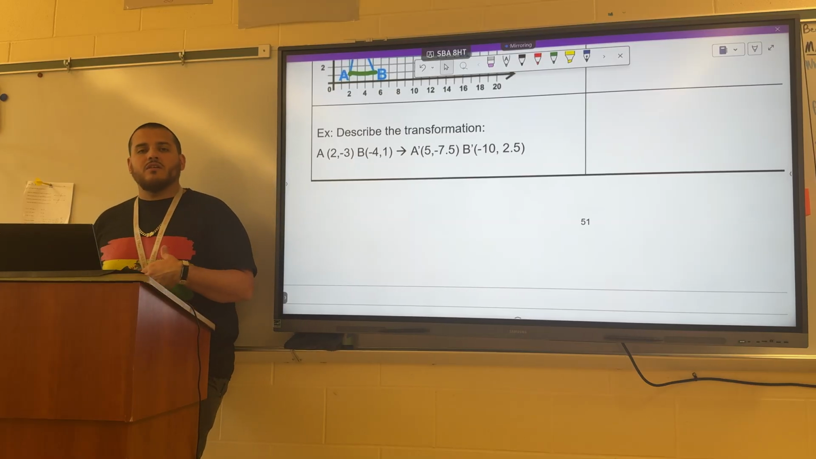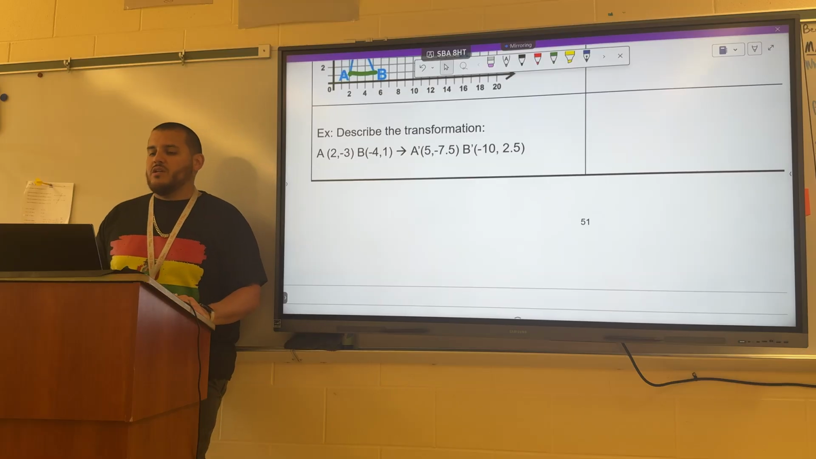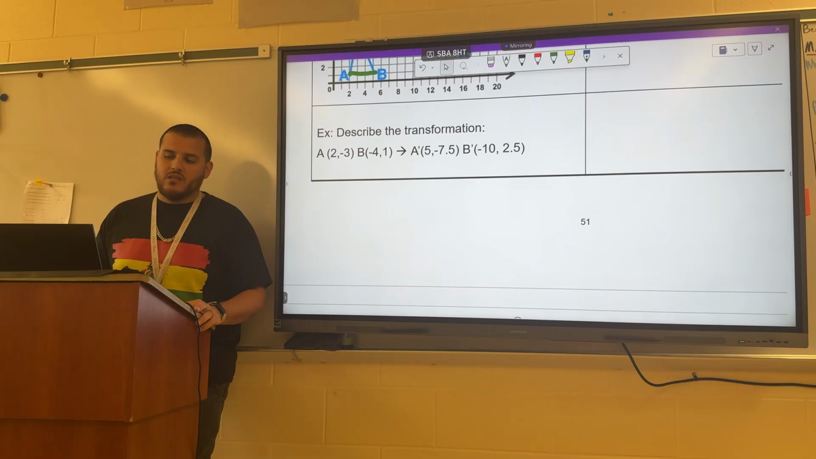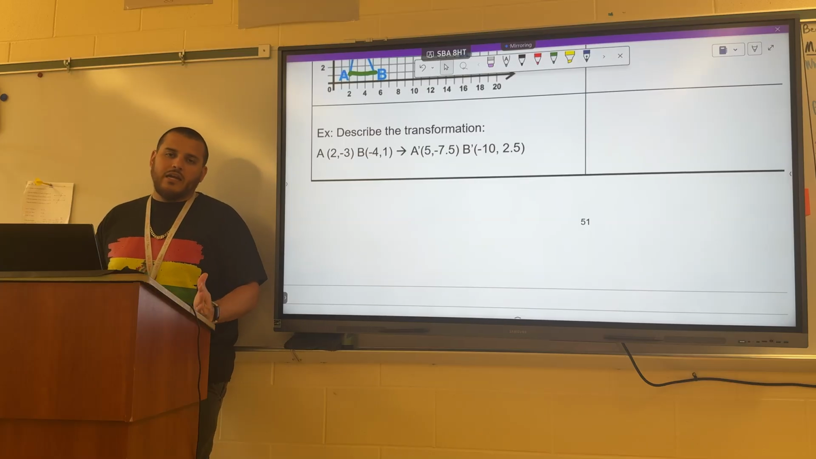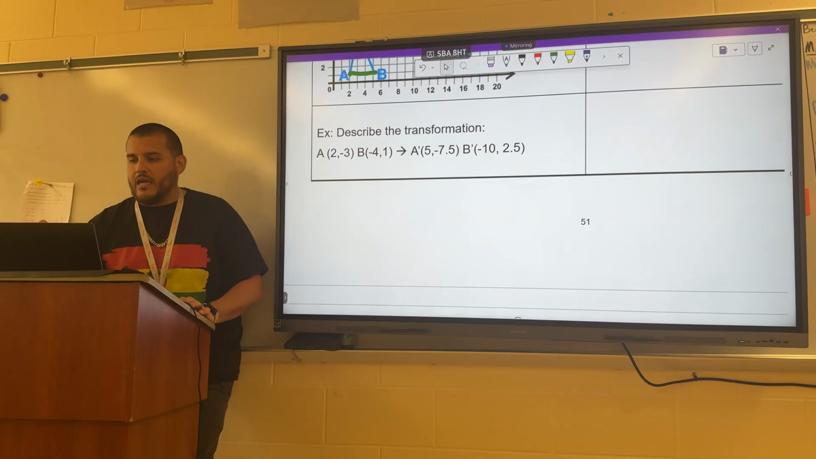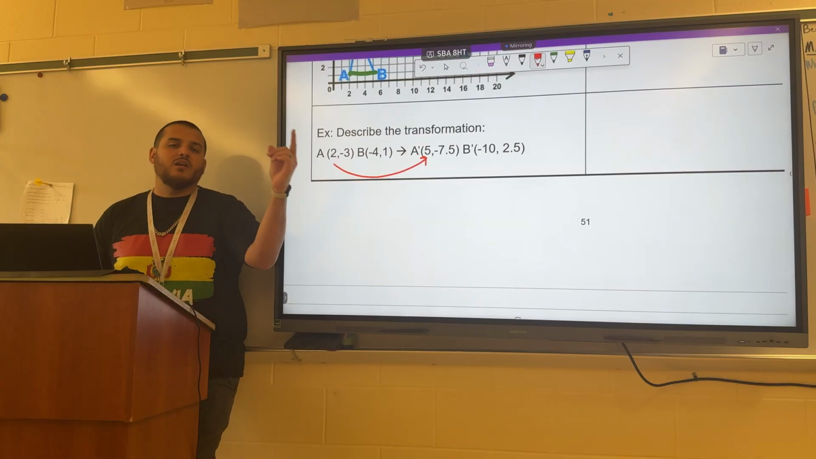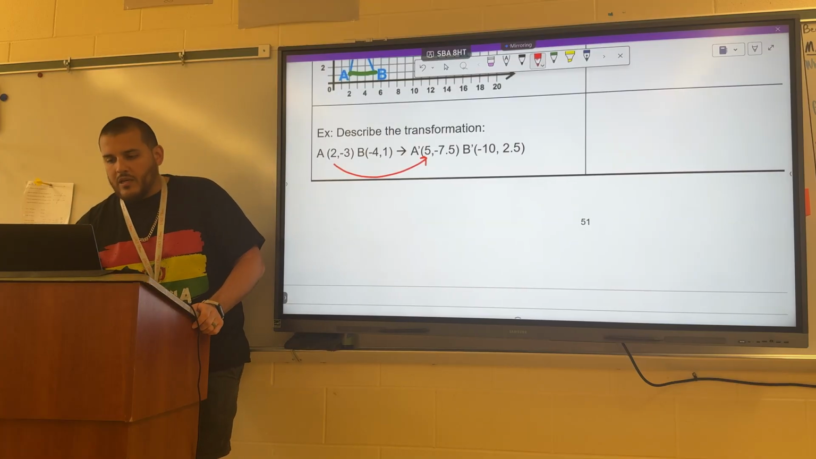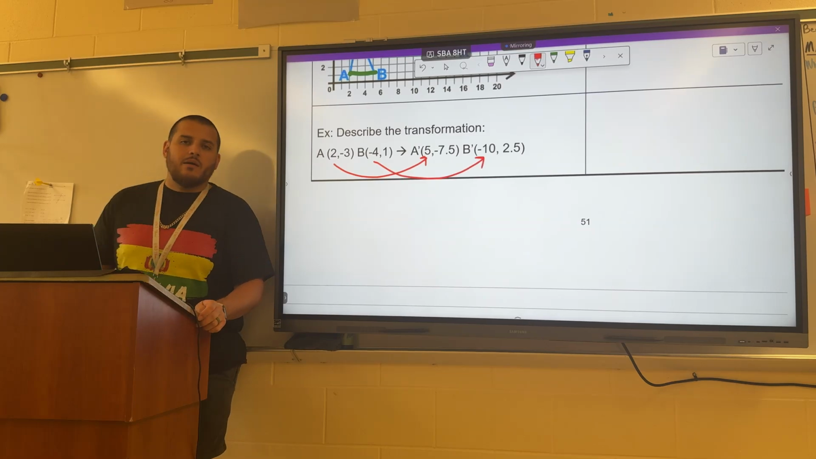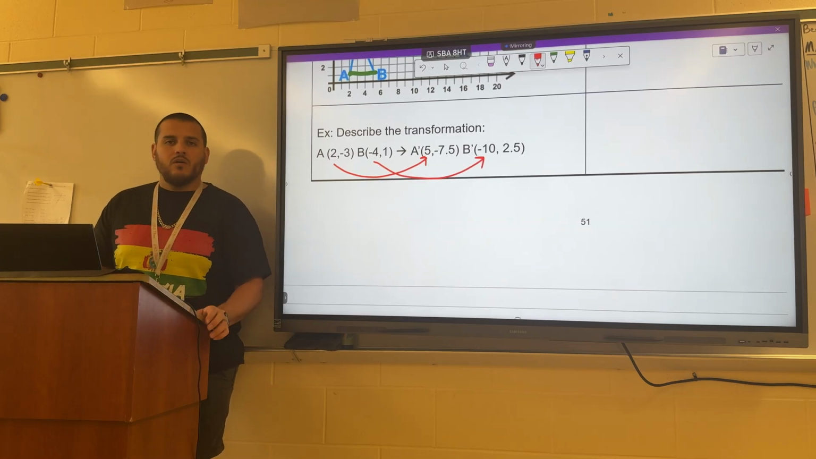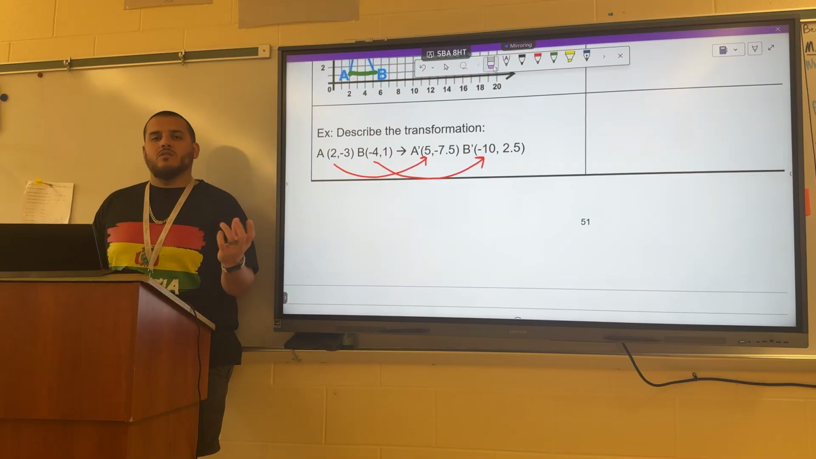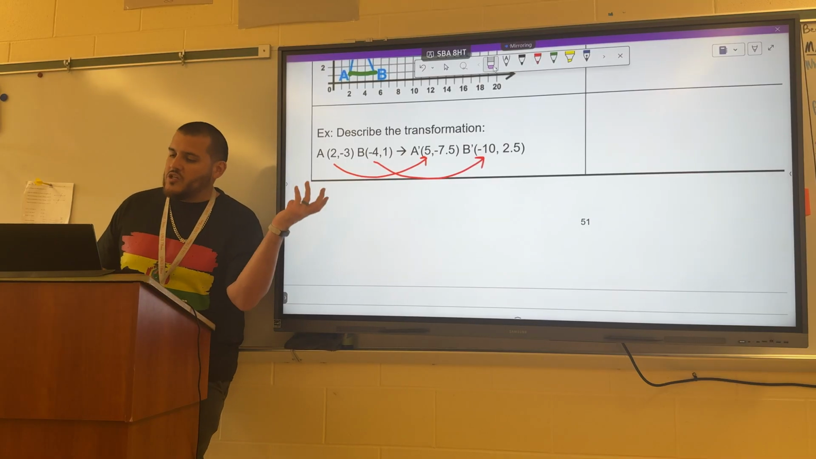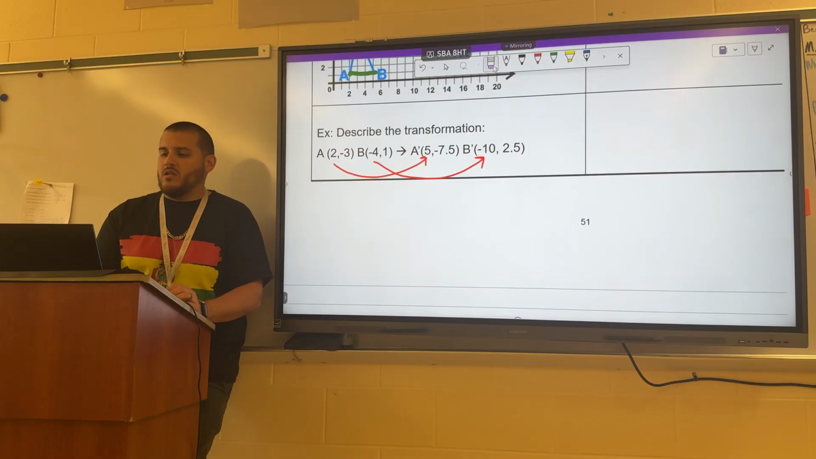Even without graphs though, we can narrow it down to the type of transformation by looking at the changes that are involved. If the points are not following the same kind of rule, for example, if I look at A to A prime in my x coordinates, 2 to 5, that's plus 3. If you notice from B to B prime, that same thing's not happening. I'm not adding 3 to -4 to get to -10. So that rules out a translation. And you can do this and rule out transformations just by looking at the changes in coordinates.